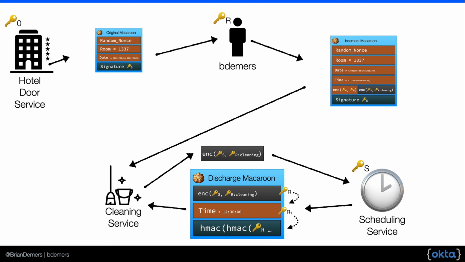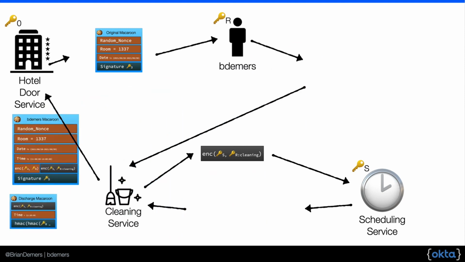So now the cleaning service sends both macaroons back to the door service. And the door service validates the first macaroon. When it gets to the encrypted part, it decrypts my key R using key 4, remember, which it calculated from the previous line while verifying the token. It now has my key R.